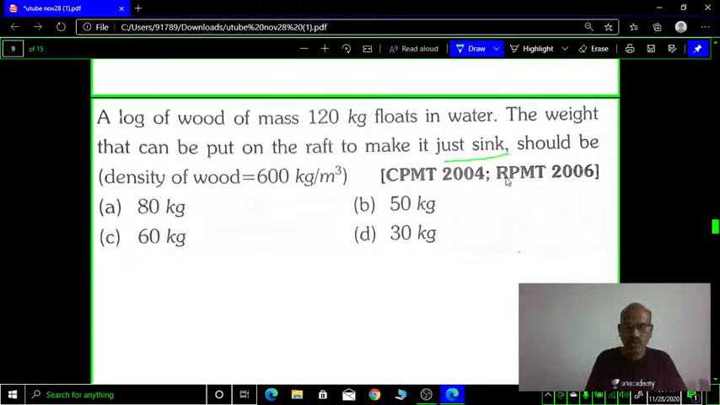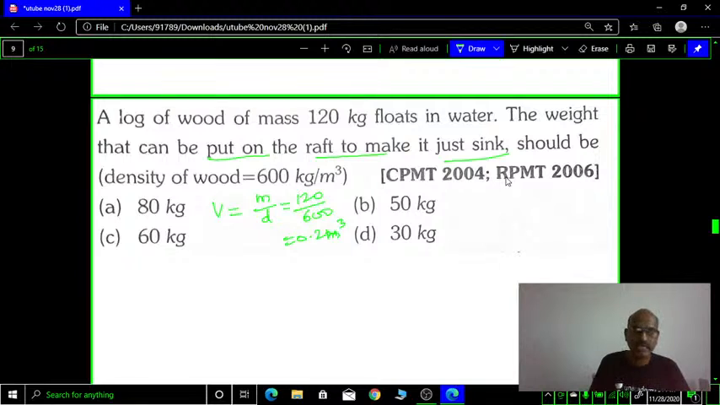Here we know the volume of the wood. Density equals mass per volume, so volume of the wood is mass per density. Mass is given, density of the wood is also given. Volume equals mass per density, so you will get the volume of the wood, 0.2 meter cube. Right. So now the question is, the weight that can be put on the raft to make it just sink.